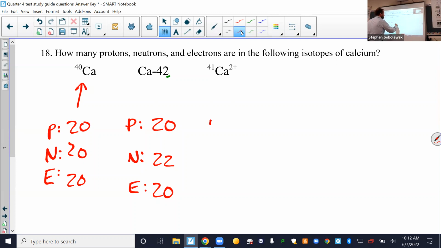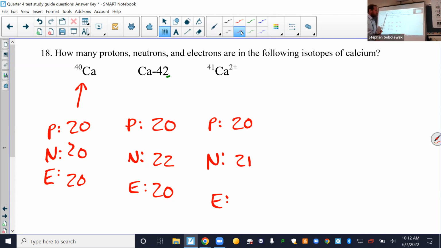For the last one, protons, neutrons, electrons. All right, it's still calcium, right? What's the difference here? The 2 plus, that's the charge. But it's still calcium, so it's still 20 protons. For neutrons, we see a mass number of 41. So you do the math, that must be 21 neutrons.